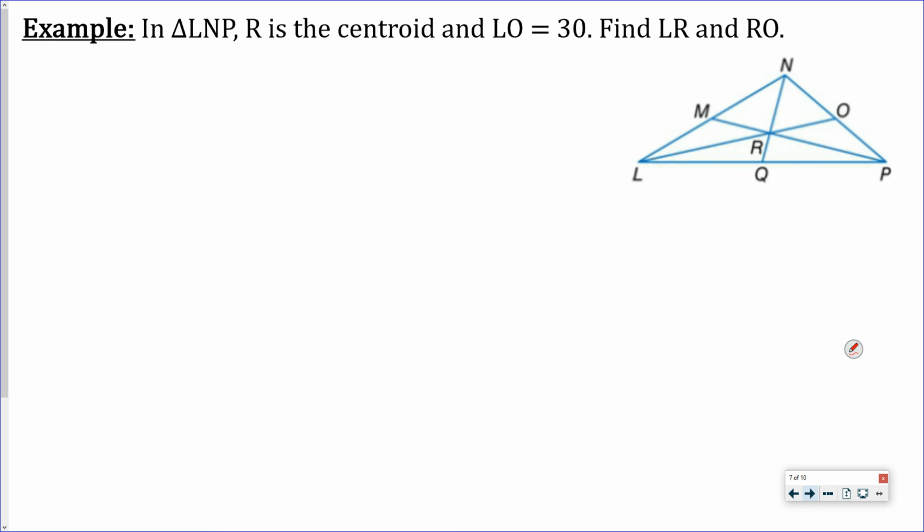It's very similar to the one we just did.